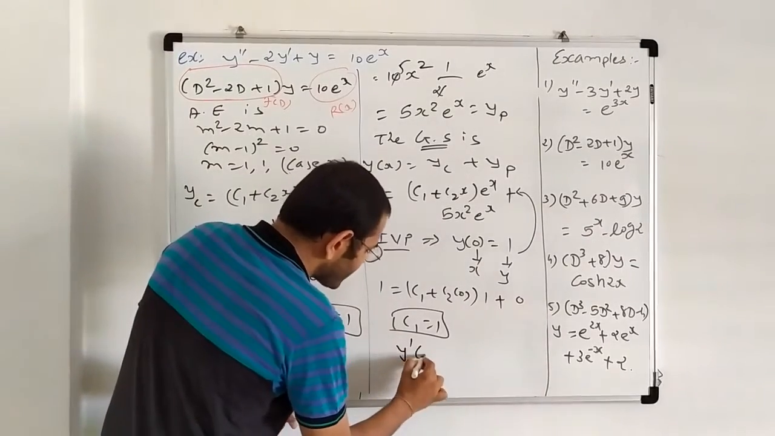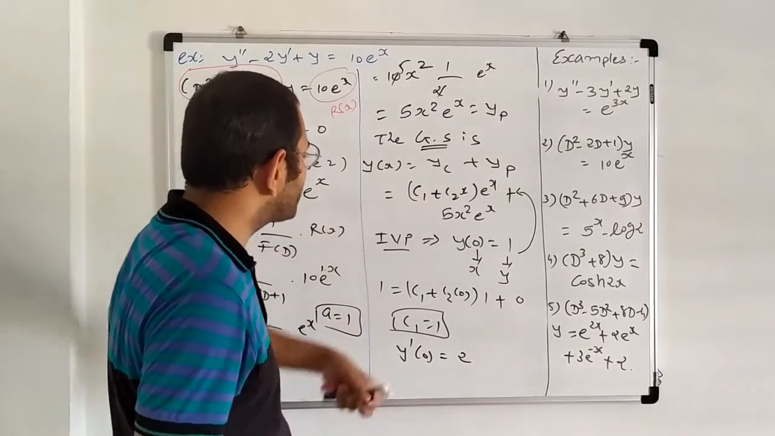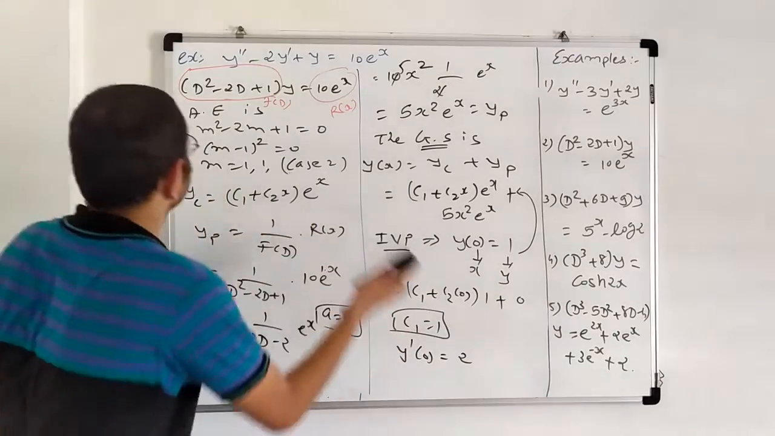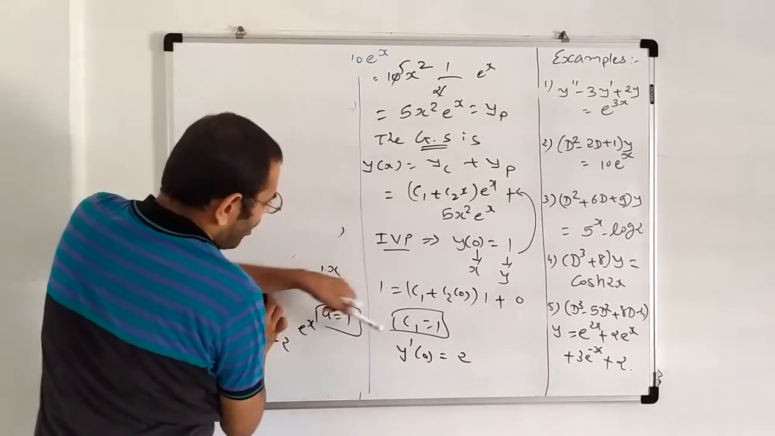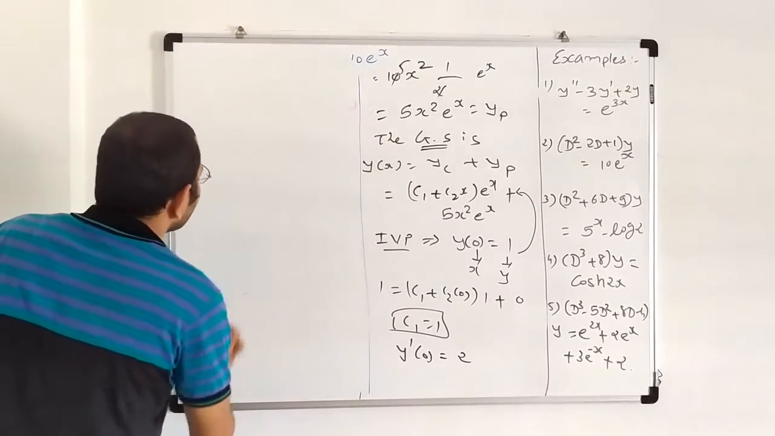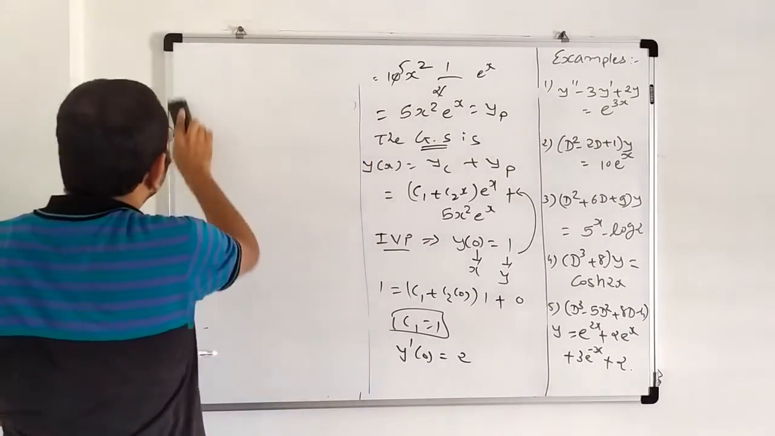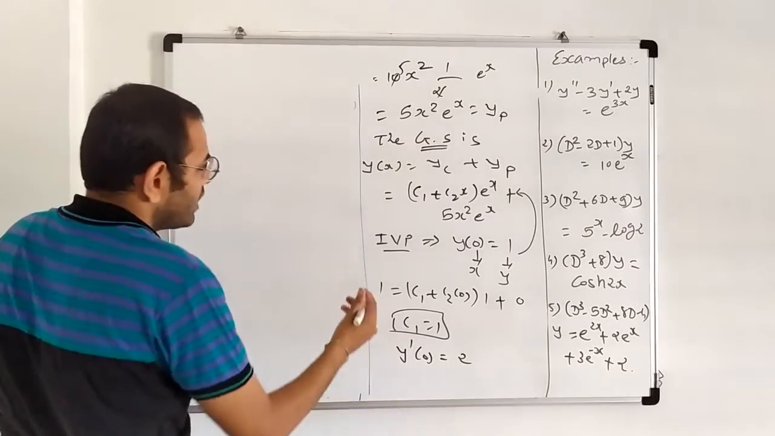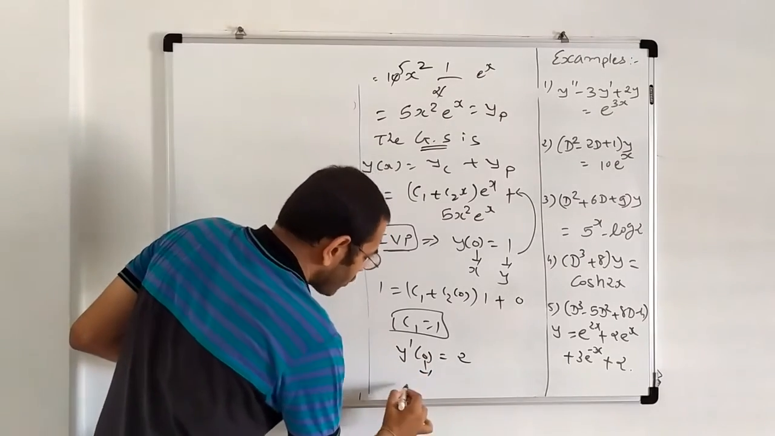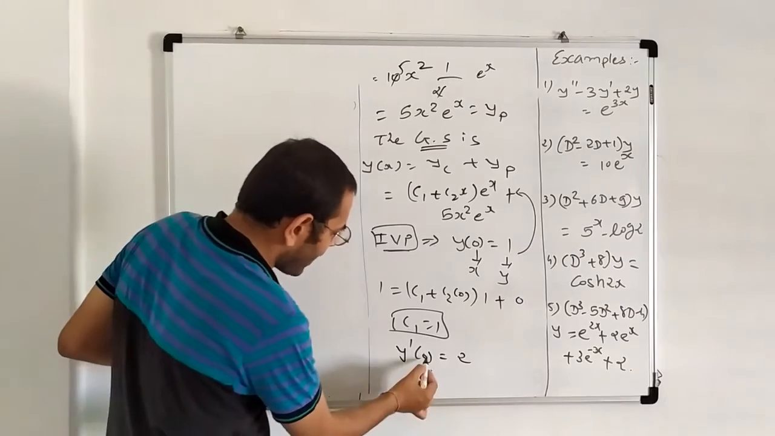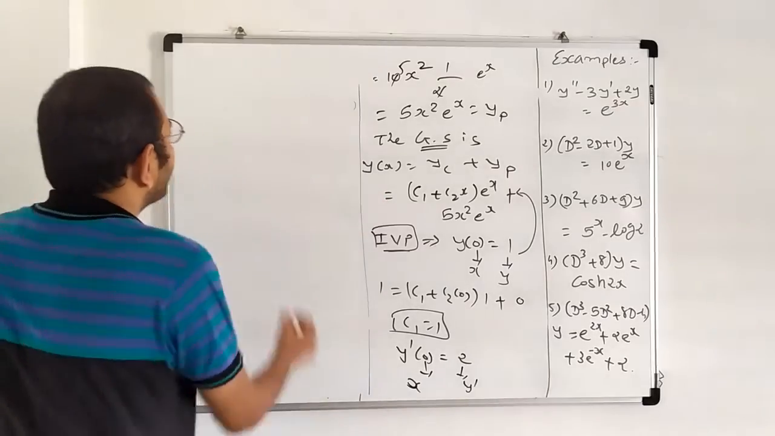Suppose another IVP is given, y dash of 0 equal to 2, then we take the derivative of this term. If an IVP is given, then we go for this procedure. Otherwise, in our example, at this position we complete the solution. But if an IVP is given, then we go further after finding the particular integral. That is the value indicated by x, and that is the value of y dash. We require the derivative of this term.